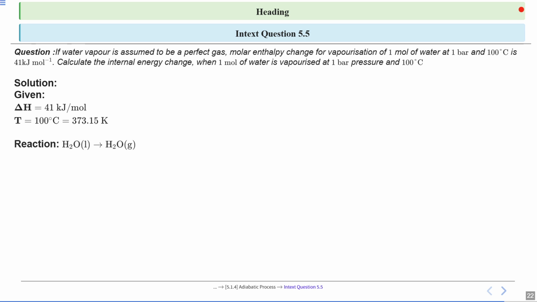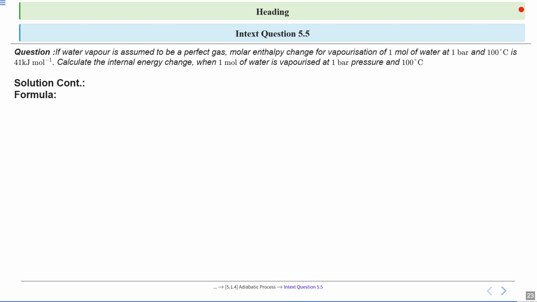Then, just visualize the same with the help of a reaction. We are going from H2O liquid to H2O gas. Then what is the change in the number of gaseous moles, products minus reactants? It's very simple. There are no gaseous reactants on the reactant side. There is only one gaseous product, which is H2O gas or vapor. So we can write the change in gaseous number of moles as equal to 1 mole. Now let us use this in the relation between delta H and delta U that we already got.